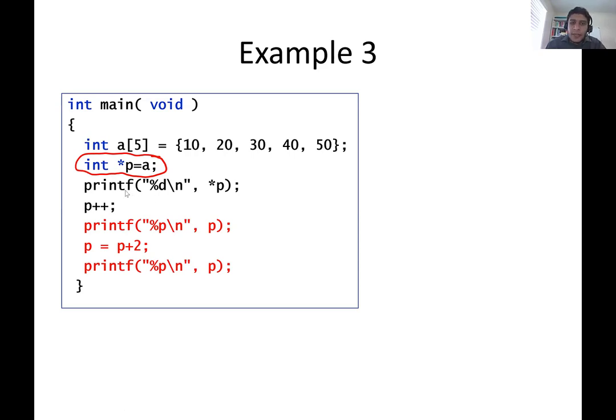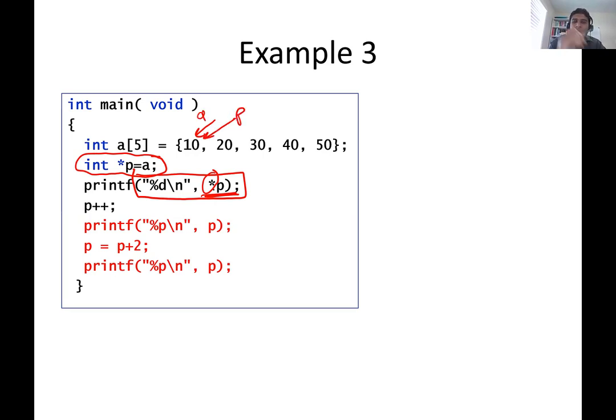And then if you try to printf this, first of all, what is this? What am I trying to print here? What do you think we would have as an output? Ten, perfect. Because this is the dereferencing operator, which gives you the value that B is pointing to. And because A is a pointer to the first element, B also would be a pointer to the first element.